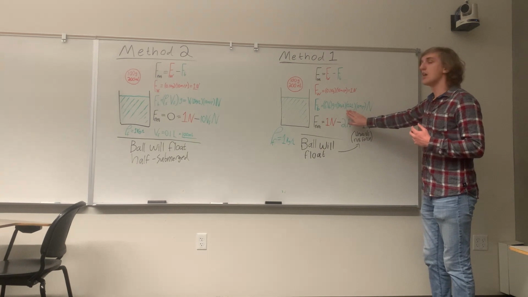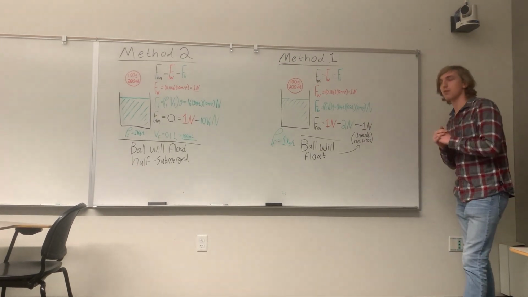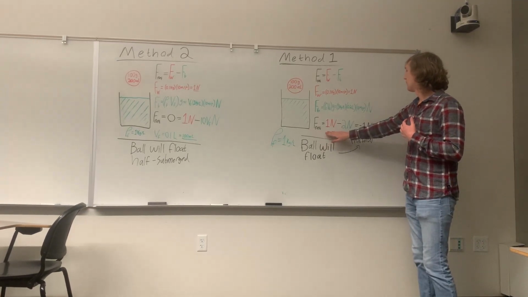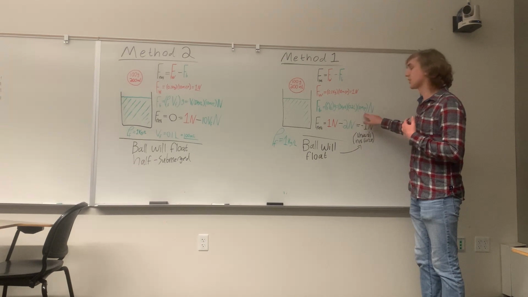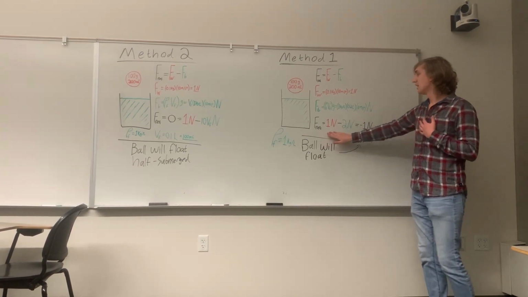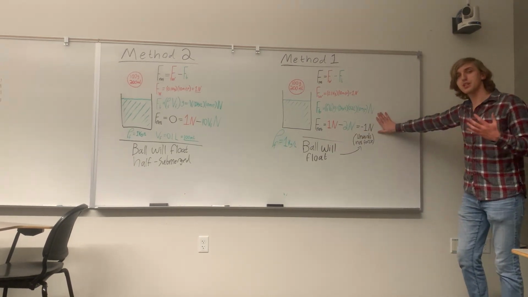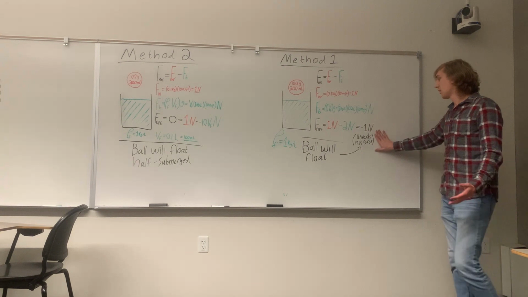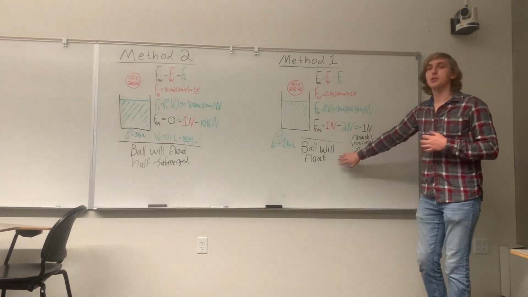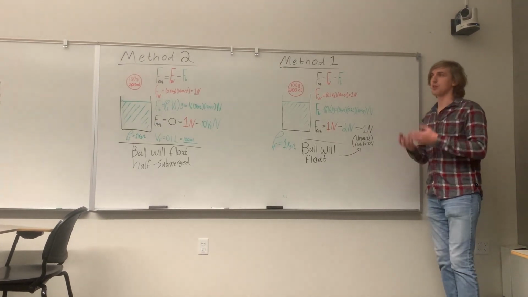So we're going to plug in the volume of the ball here, the maximum amount of volume that can be displaced by the ball. And that gives us 2 newtons. So if we go back to this equation, we get F net equals 1 newton minus 2 newtons, the net force is minus 1 newton. This is an upwards net force because it's negative, which lets us know that the ball is going to float because the net force is upwards, it's just going to stay up.